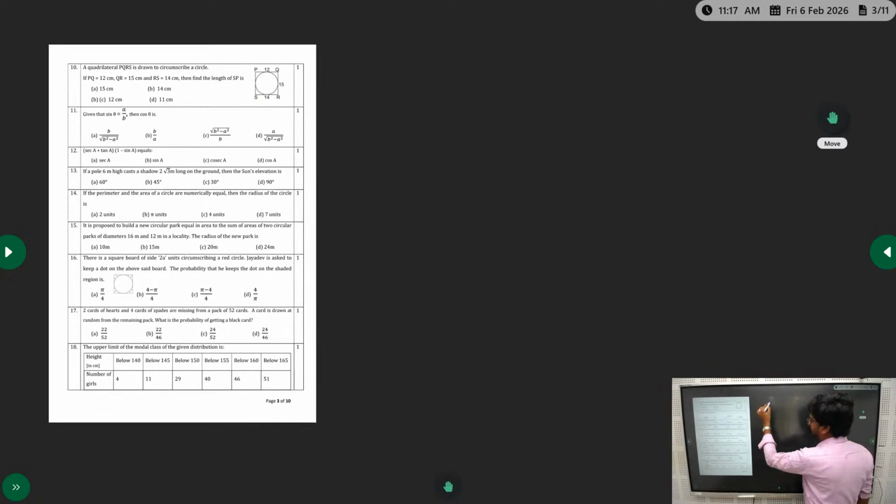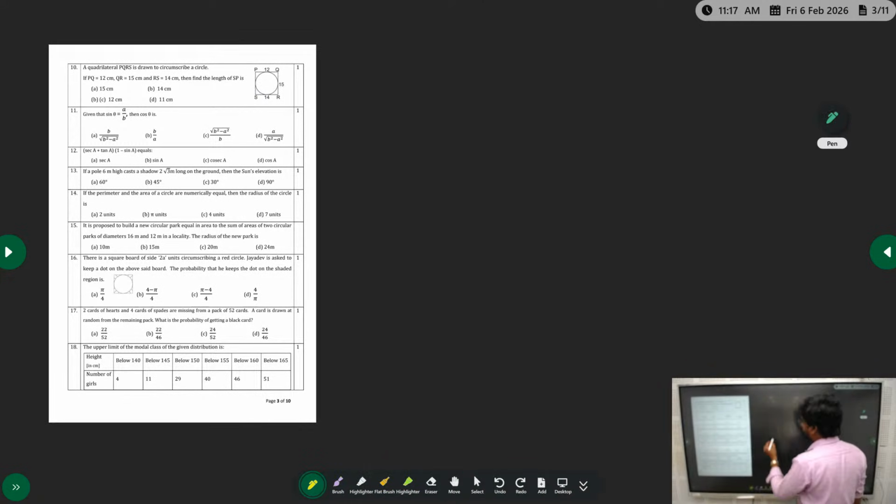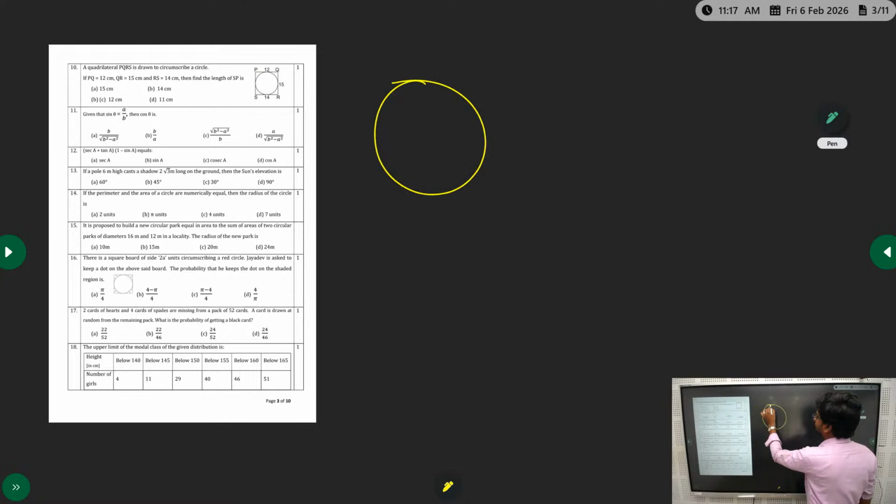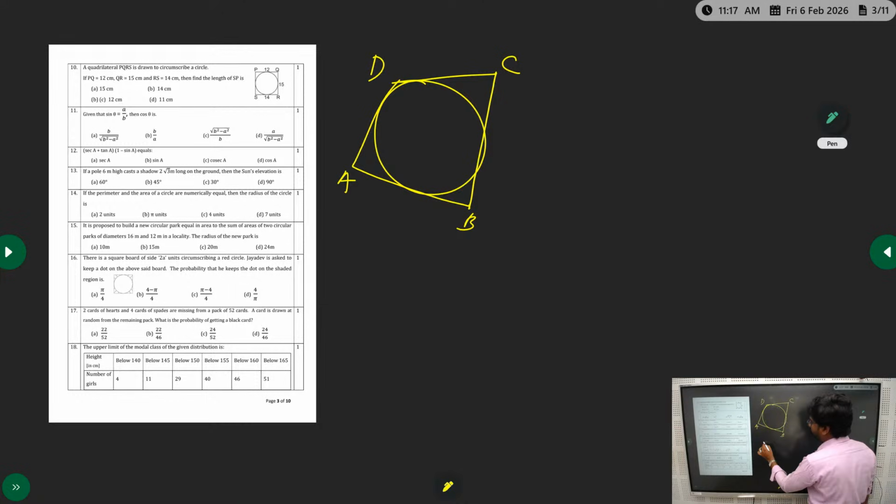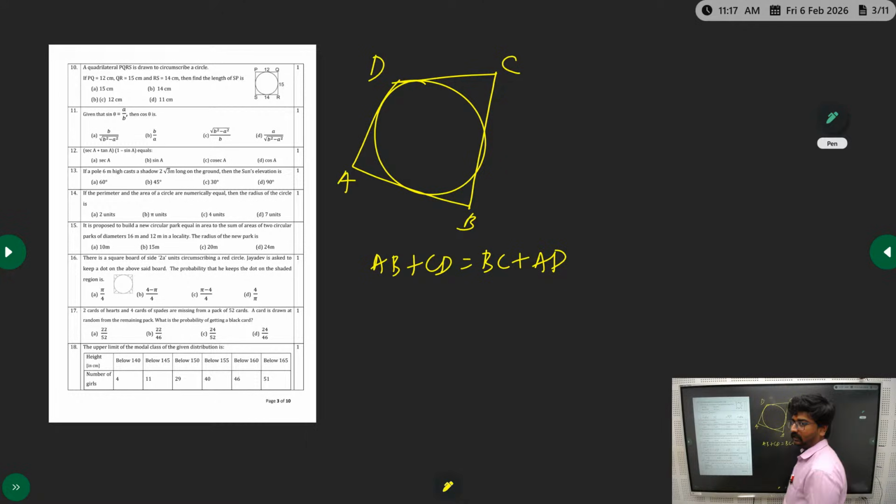A quadrilateral circumscribes a circle. If this is a circle, and I take this quadrilateral as ABCD, then he said to prove AB plus CD is equal to BC plus AD. Sum of opposite sides of a quadrilateral. This is a fixed formula. Whenever a quadrilateral circumscribes a circle, the sums of opposite sides are equal. Then can I solve this one?